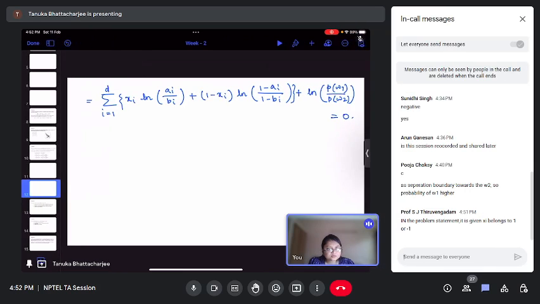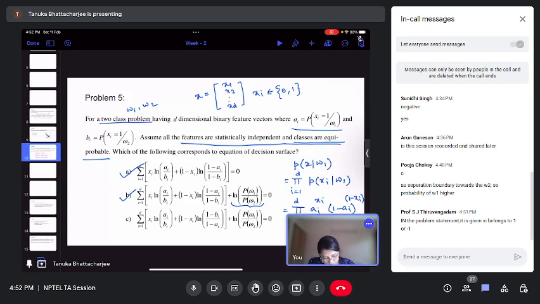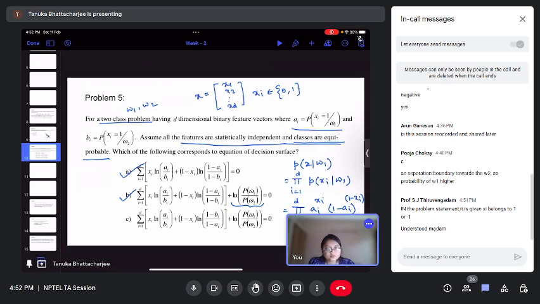In the problem statement, it is given xi belongs to 1 or minus 1. Which problem are you referring to? This last one, the problem 5. Okay.